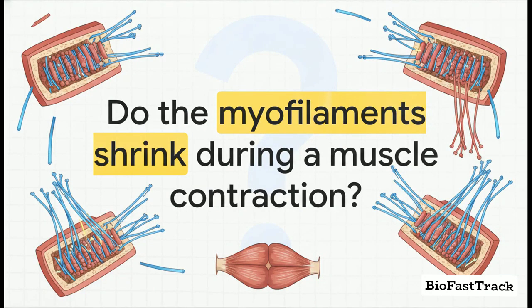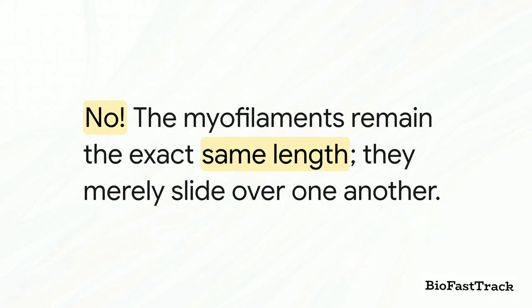I want to pause for a second here and ask a question that represents one of the biggest exam traps students fall into. When a muscle visibly bulges and shortens, do the individual actin and myosin filaments physically shrink? Do they get cut down in size? Please absolutely sear this into your memory.